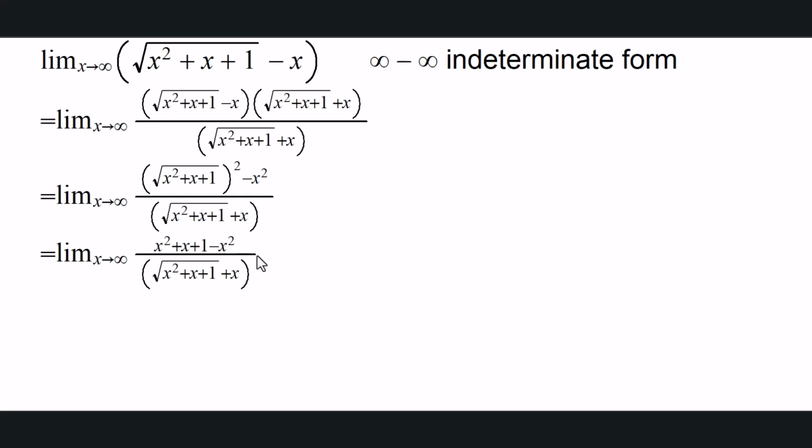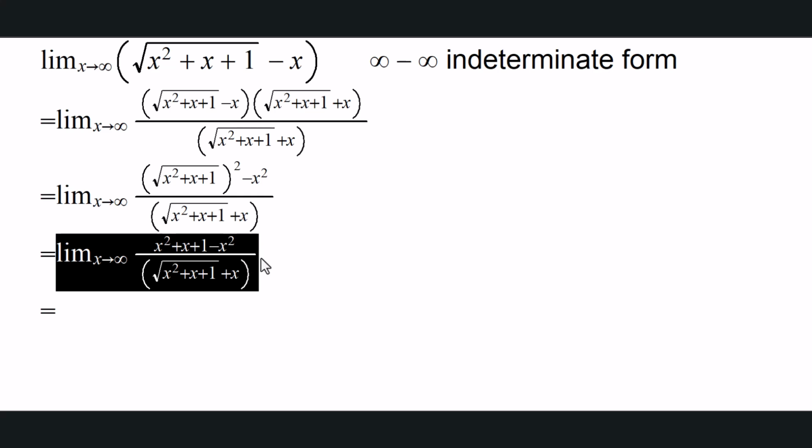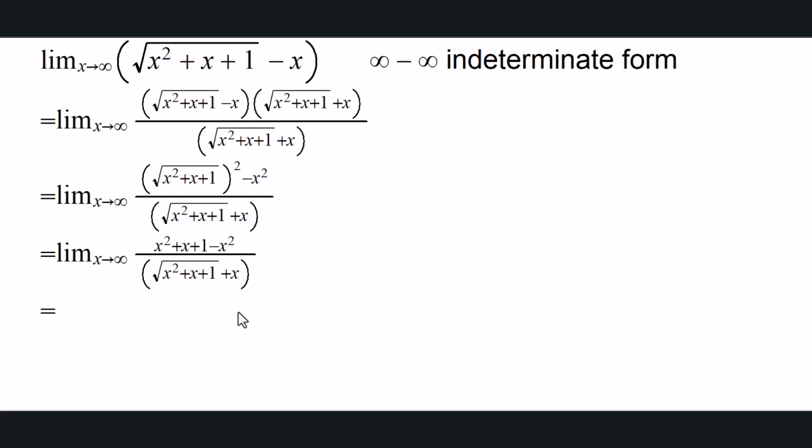And now we can cancel the x squares here. And what that will give us simply is this: the x squares cancel, and we get x plus 1 over this quantity right here. And here we can apply different techniques. My favorite is, let's just go ahead and pull this x square out.